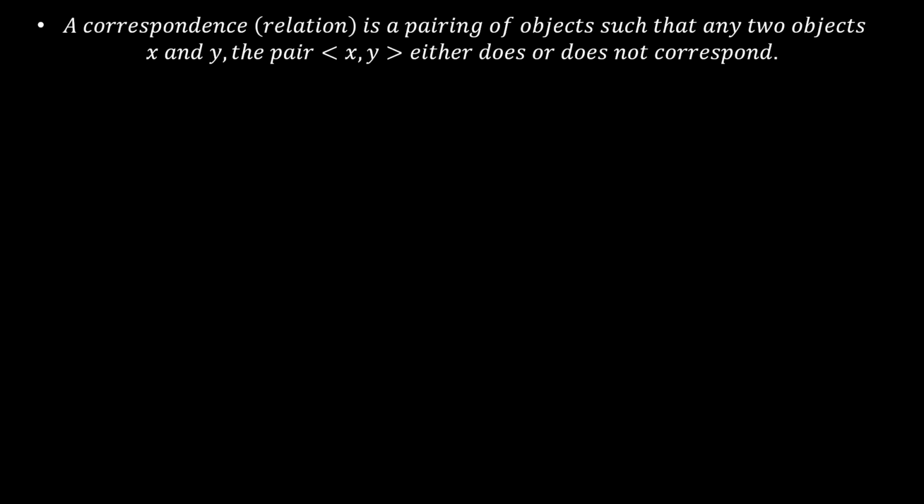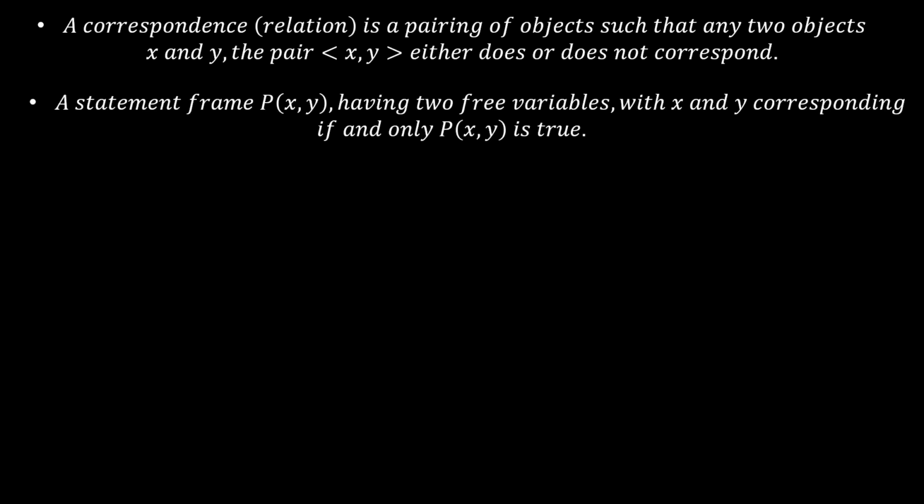We've already talked about this, and going forward, sometimes we have a statement frame p(x, y). We talked about what a statement frame is: a frame that we cannot tell whether it's true or false unless we put in values. Transitioning from a one variable frame to a two variable frame p(x, y), if it has two free variables, then x and y correspond if and only if p(x, y) is true.